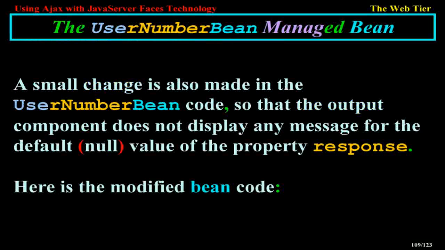The UserNumberBean managed bean. A small change is also made in the UserNumberBean code, so that the output component does not display any message for the default null value of the property response. Here is the modified bean code.